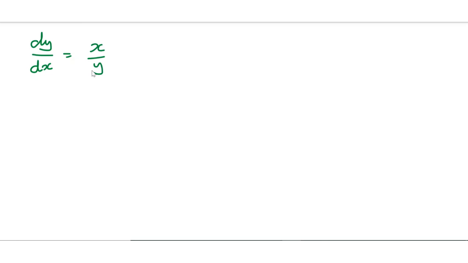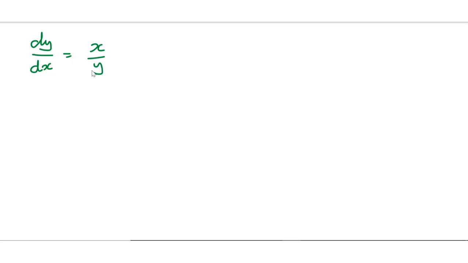So this is an example. dy by dx is equal to x over y. And we want to find the original function y as a function of x, which satisfies this. We don't necessarily have to write it in that form, but we want to find some relationship between x and y, not involving dy by dx.